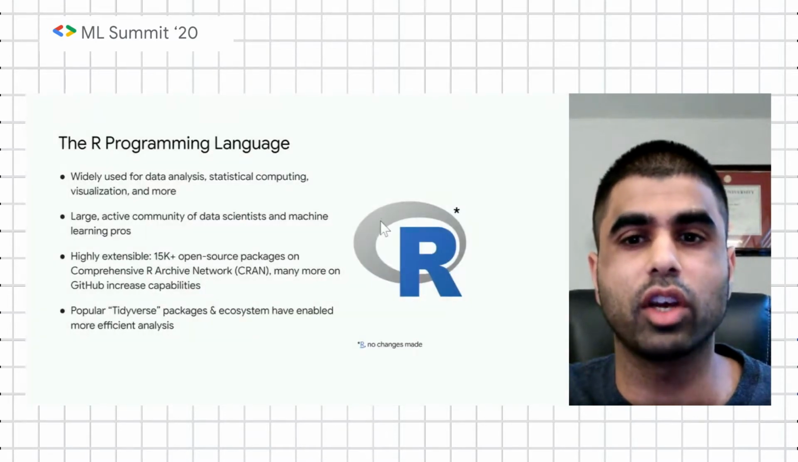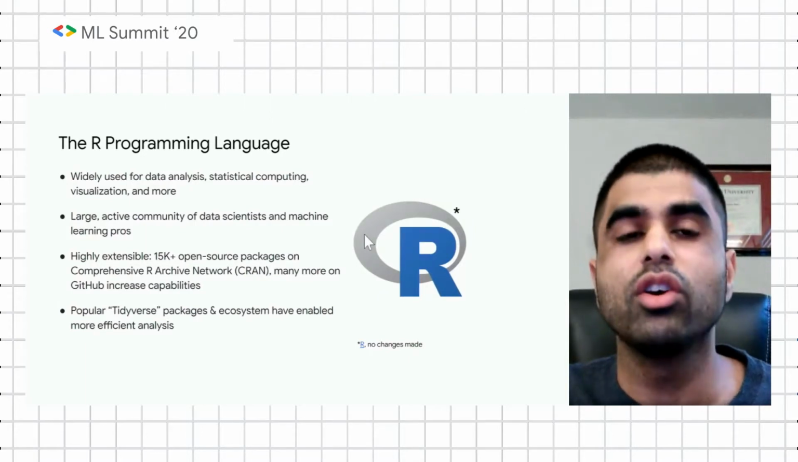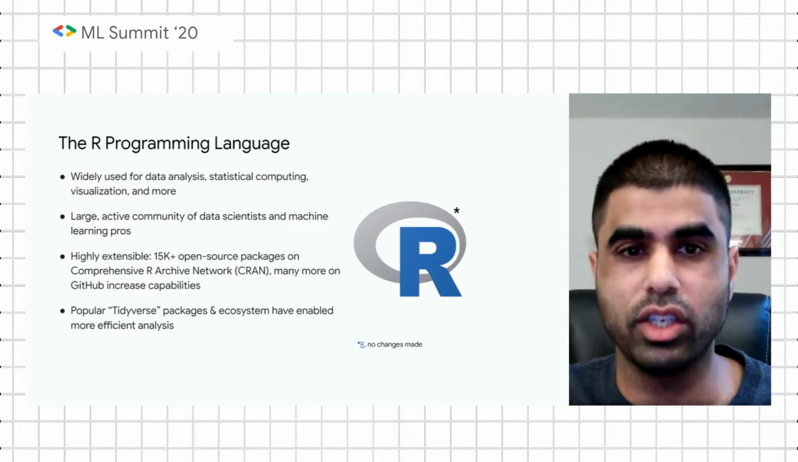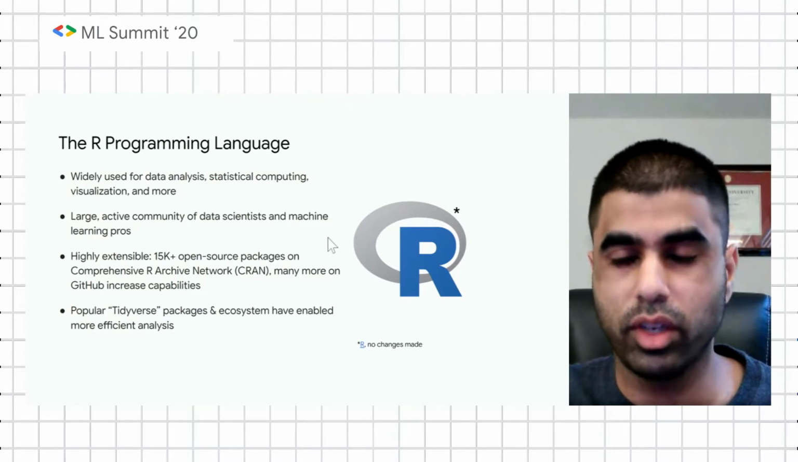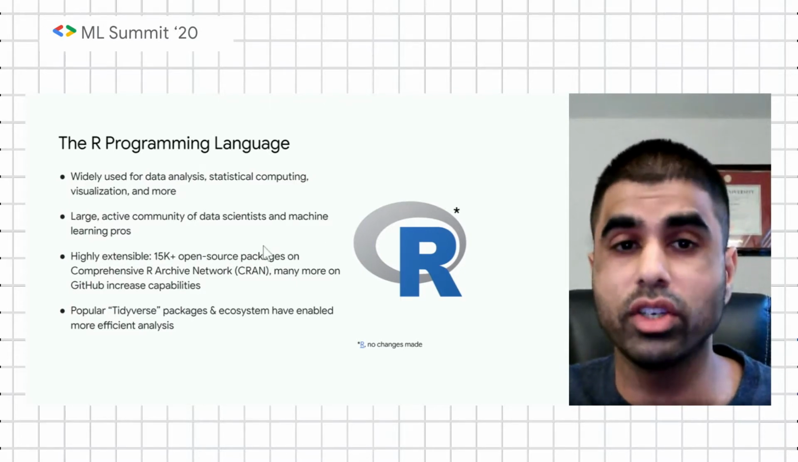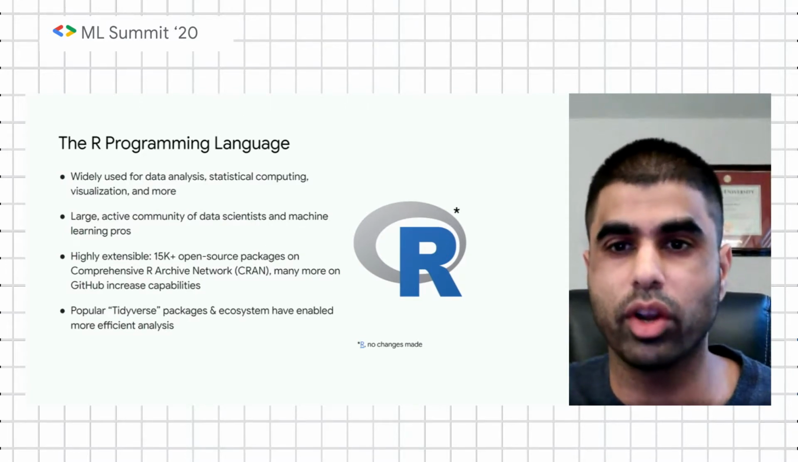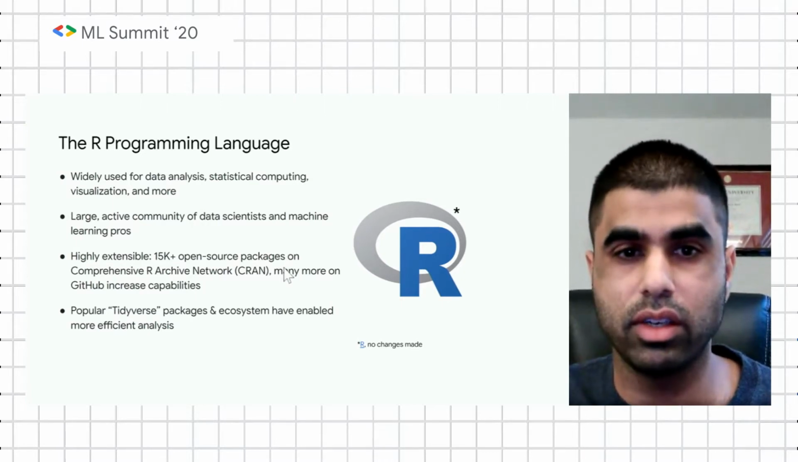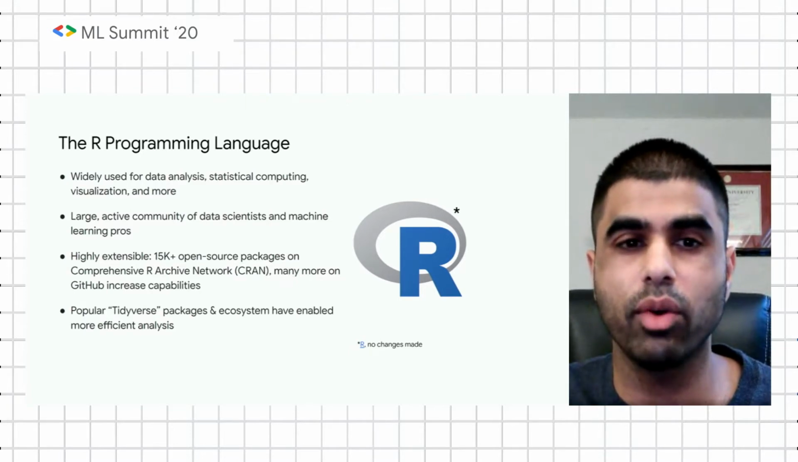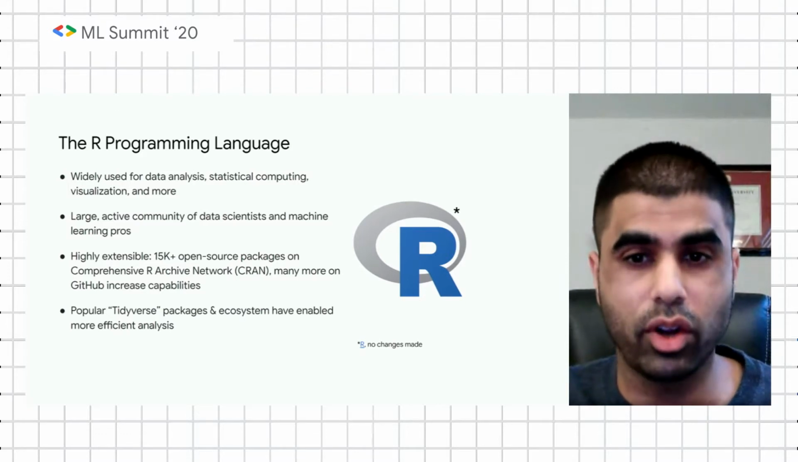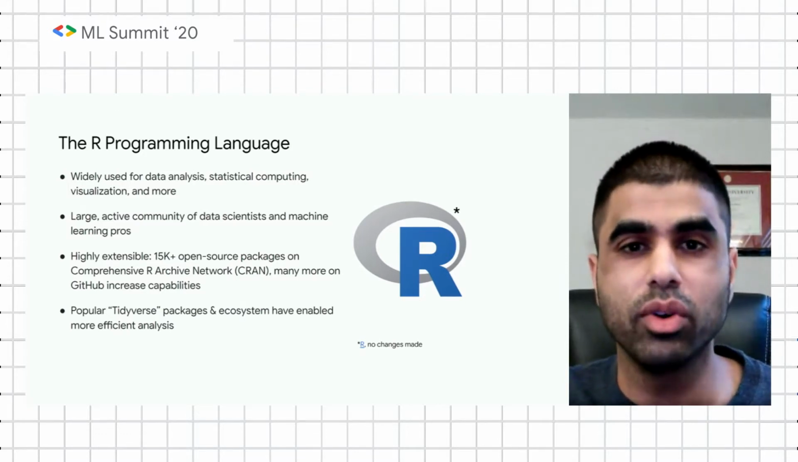Let's take a step back and talk about the R programming language. Some of you may be familiar with this, but just to make sure, R is a programming language that's widely used for data analysis, statistical computing, visualization, and more. Part of what makes it so accessible and exciting to work with is that there's a large active community of data scientists and machine learning professionals who work on R and contribute many different packages. You see there's over 15,000 on the Comprehensive R Archive Network and many more on GitHub, which can extend the capabilities of R.